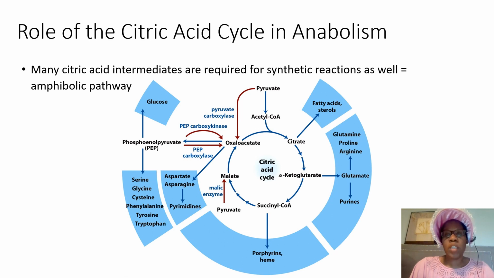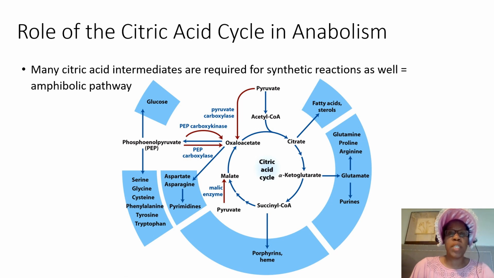Another intermediate in the citric acid cycle is alpha ketoglutarate. It's a precursor to many of our amino acids and purines. Succinyl-CoA is a precursor to porphyrins and heme. Oxaloacetate is a precursor to many other amino acids. It can be converted to PEP, which can give us many more amino acids.